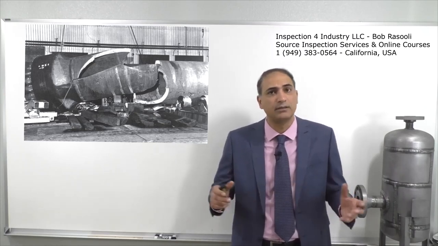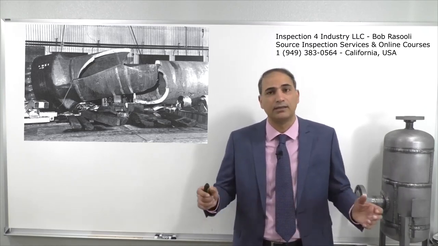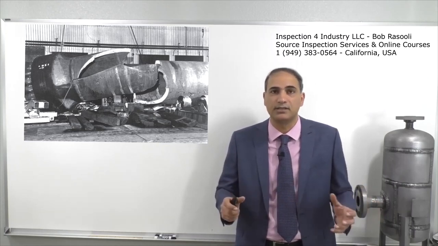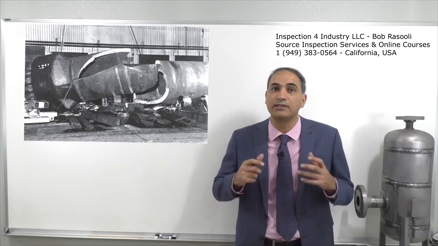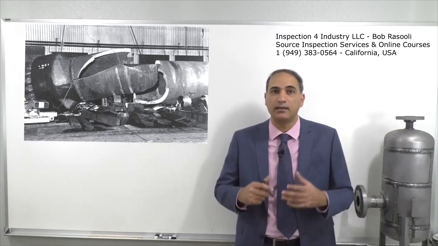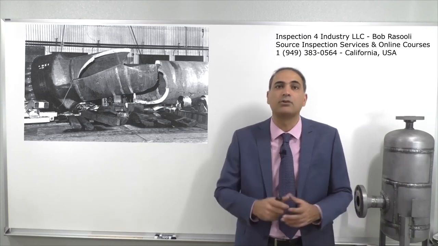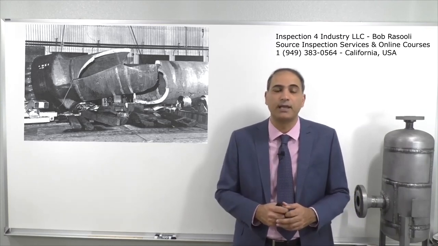So the brittle fracture is very dangerous because there's no notice. In a ductile fracture, you have a deformation, and then the failure happens. Here, you don't have any deformation. It goes directly to the failure with sharp edges.